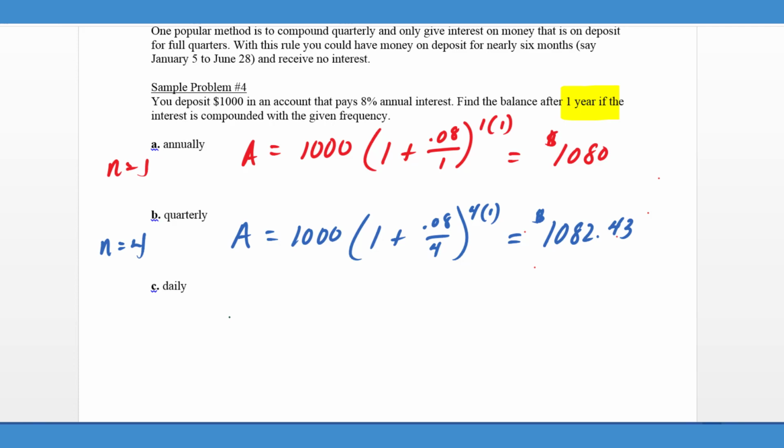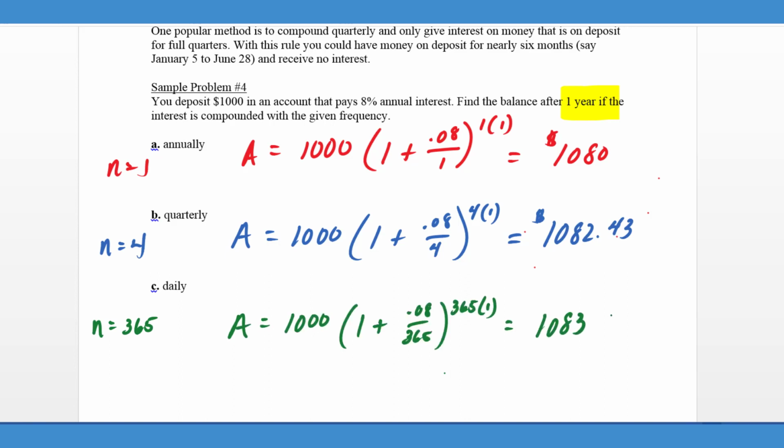So let's check the daily. So n, and remember we're going to do 365 for daily. And that gives us a final balance of $1,083.28. And so you can see here by compounding more frequently, our balance increases a little bit more because we're putting the interest back onto our account balance more often. All right, we'll discuss this concept a lot more in class so that you get a better understanding of it.